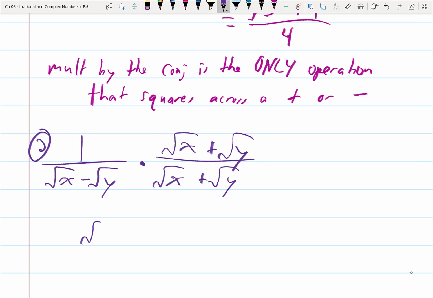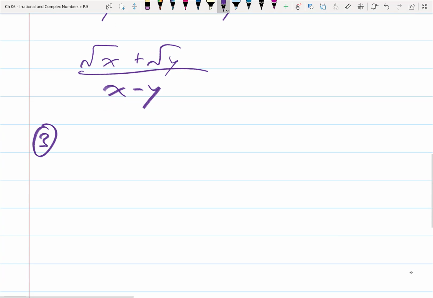But when I multiply this, I get root x plus root y over what? X minus y. Is that it? That's it. Oh, what? That was way too quick. That's pretty good. Number 3.